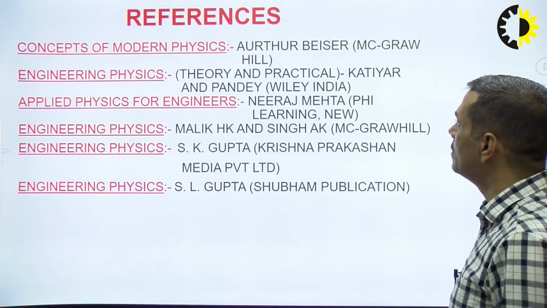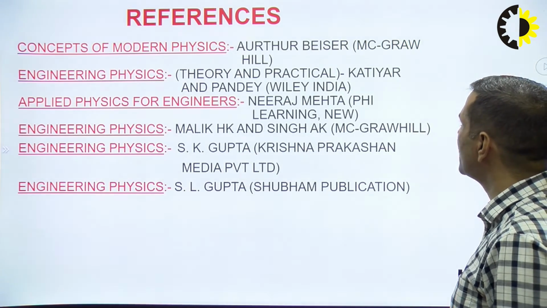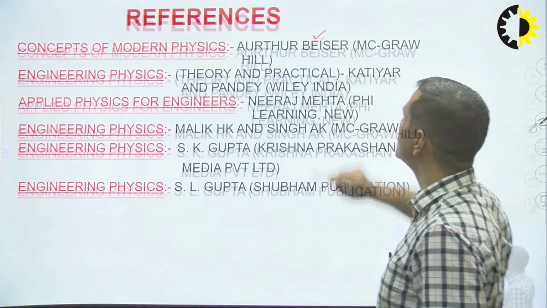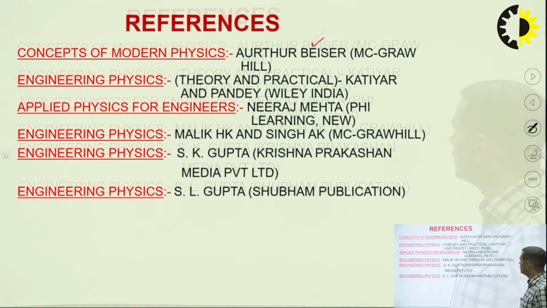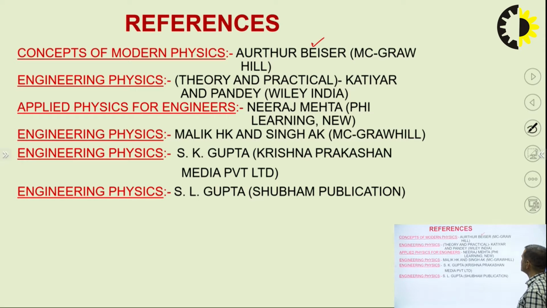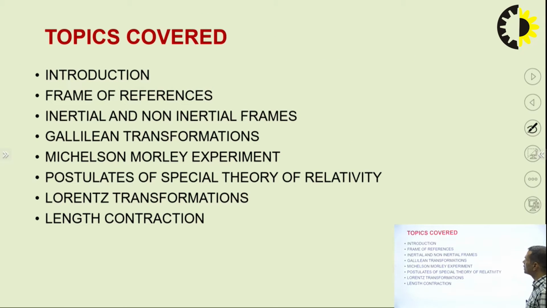References for this topic: mainly Concepts of Modern Physics by Arthur Beiser, and this is the main textbook which I have used for this topic. Other references are Engineering Physics: Theory and Practical by Katiyar and Pandey, Applied Physics for Engineers by Neeraj Mehta, Engineering Physics by Malik and A.K. Singh, Engineering Physics by S.K. Gupta and Engineering Physics by S.L. Gupta. But the main textbook for this topic is Arthur Beiser. So this is the textbook which is best for this topic.